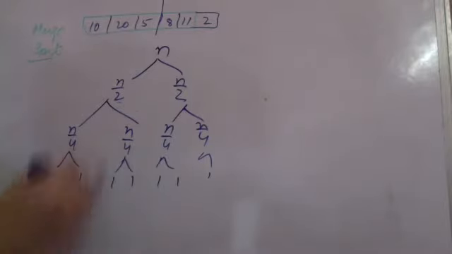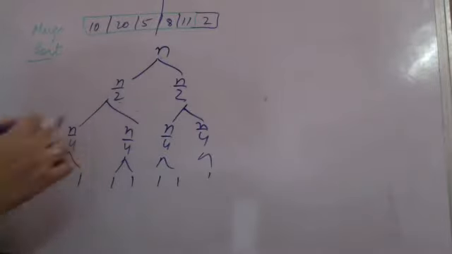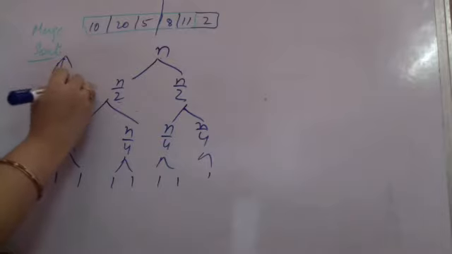So what is the height of this particular tree? How many times has the breaking happened? I am dividing n into n by 2, n by 4. Every time I am dividing by 2. So the number of times the division takes place is of the order log to the base 2 of n.